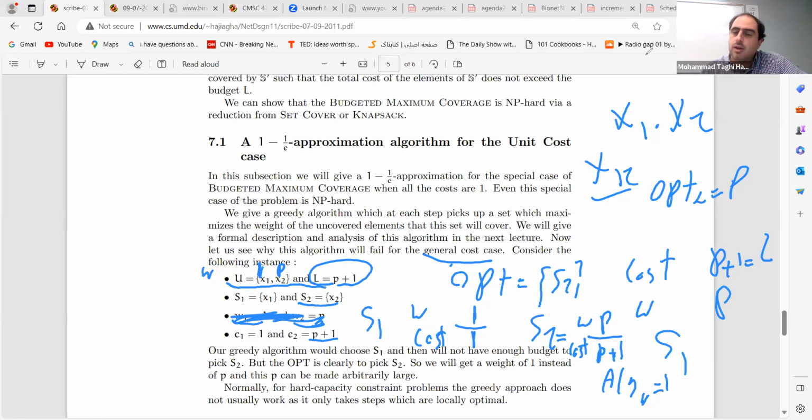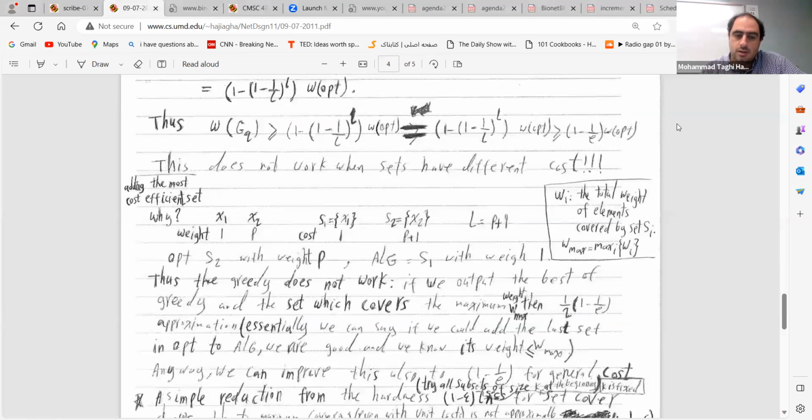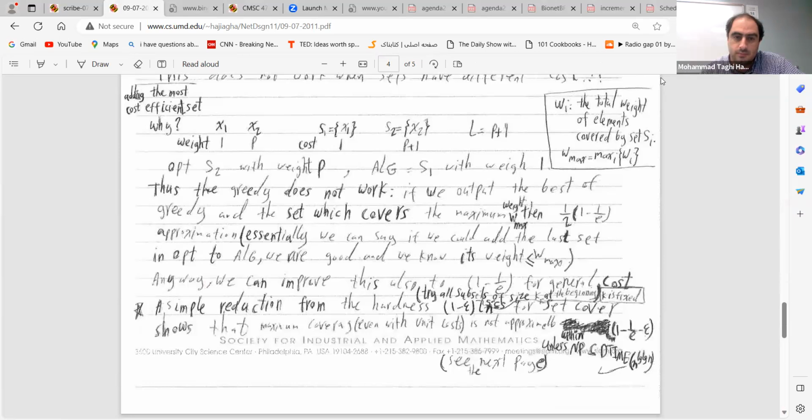Now let's come back to our problem, and let's go to this one now. So we talked about it, and I mentioned that this is essentially the same example, written a bit more nicely. Here, this algorithm, as I mentioned, chooses 1 versus the optimum, which is P, and then we are arbitrarily bad.